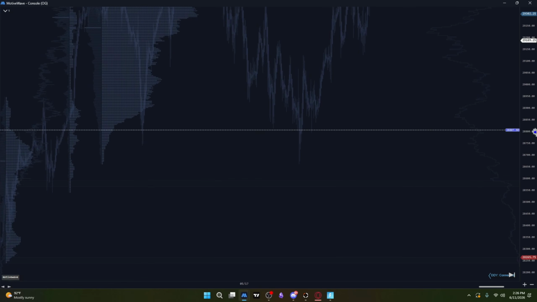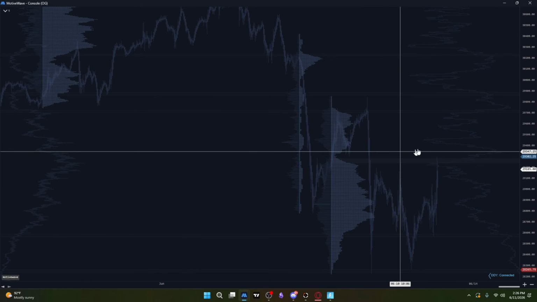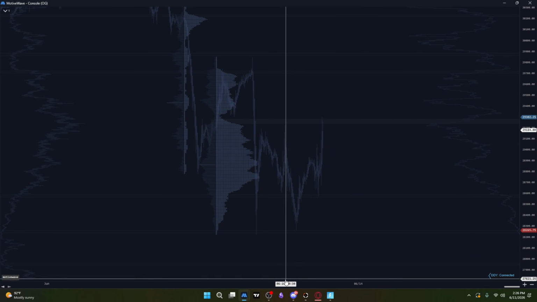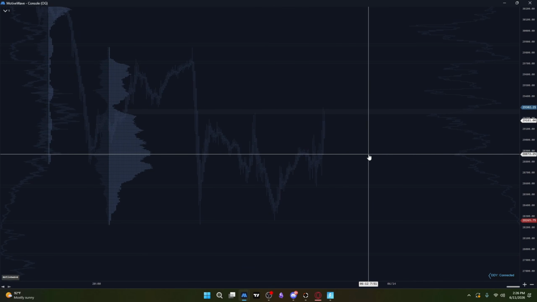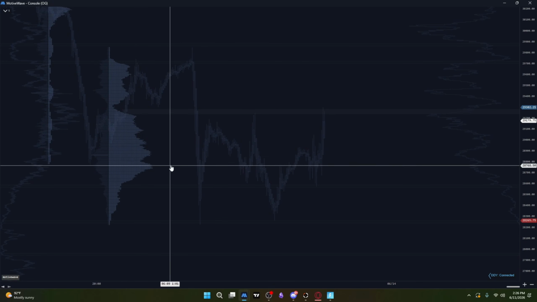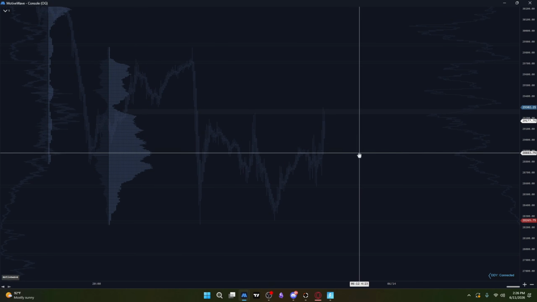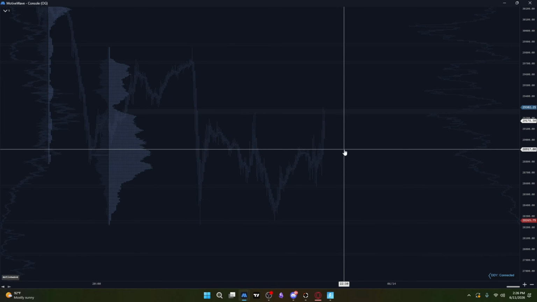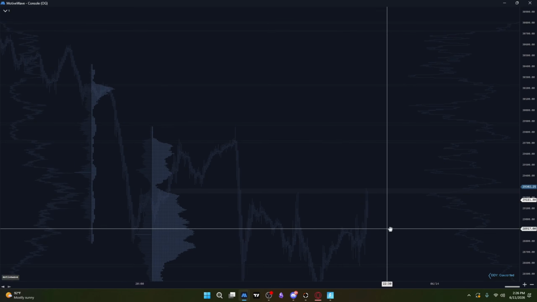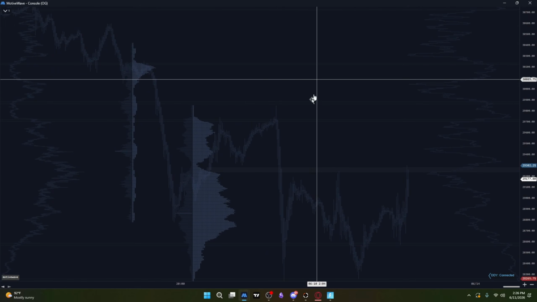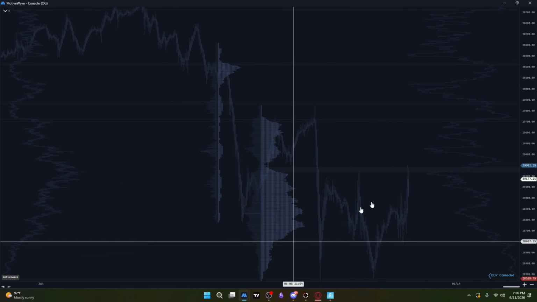So the shelves and ledges are mainly what my levels consist of. I don't really like to look at LVNs, but that's very preferential. A continuation level I can have right here, based off my VP. So boom, that's how I mark my levels on my TPO.